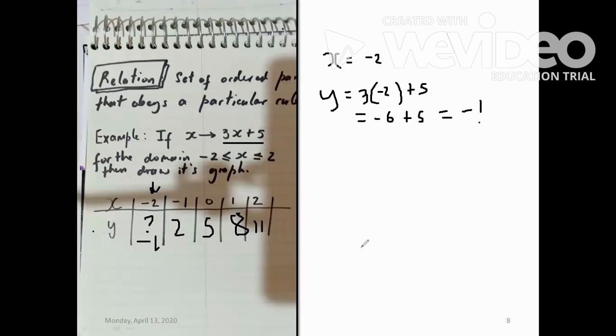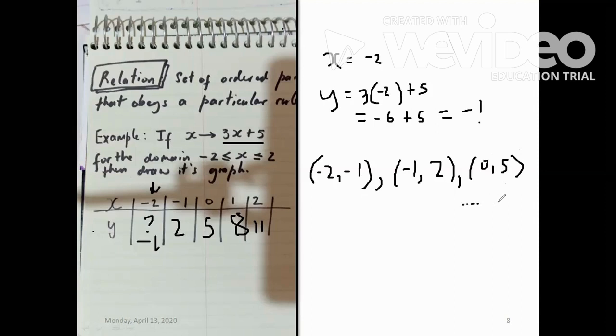When you get these values, you notice we get a set of numbers or a set of coordinates. So the first coordinate will be -2, -1, and the other set of numbers will be -1. This -1 here, and what corresponds with -1 will be 2. And then we have 0, 5, etc. Now we get a set of ordered pairs.